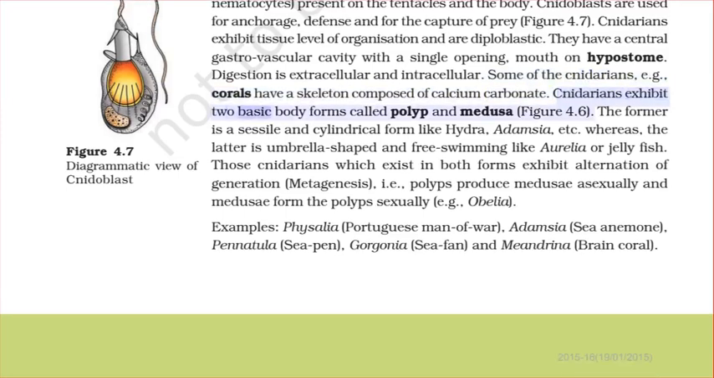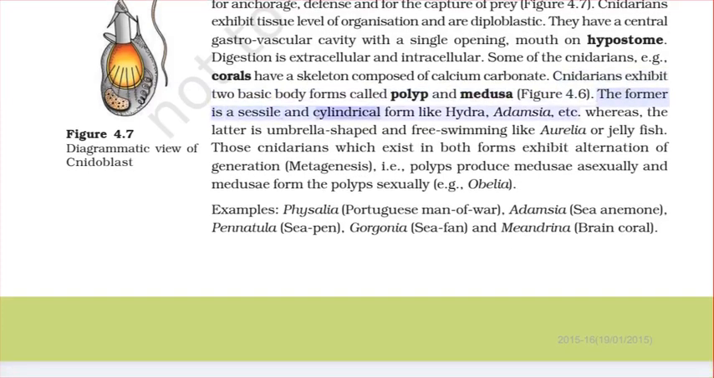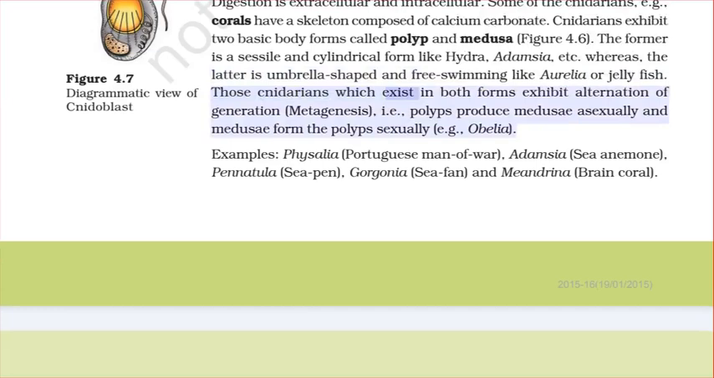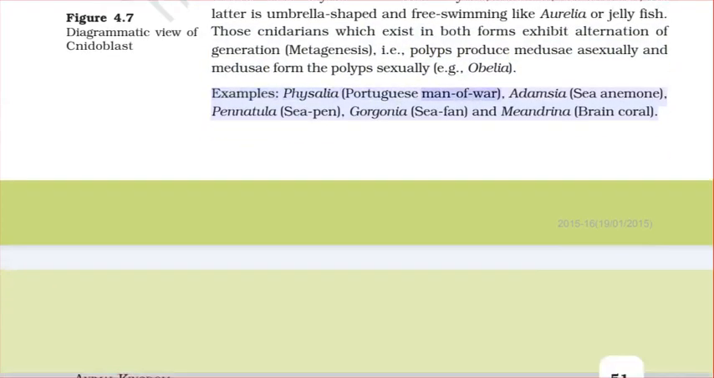Cnidarians exhibit two basic body forms called polyp and medusa, Figure 4.6. The former is a sessile and cylindrical form like Hydra, Adamsia, etc., whereas the latter is umbrella-shaped and free-swimming like Aurelia or jellyfish. Those cnidarians which exist in both forms exhibit alternation of generation (metagenesis), i.e., polyps produce medusae asexually and medusae form the polyps sexually, e.g., Obelia. Examples: Physalia (Portuguese man-of-war), Adamsia (sea anemone), Pennatula (sea pen), Gorgonia (sea fan), and Meandrina (brain coral).